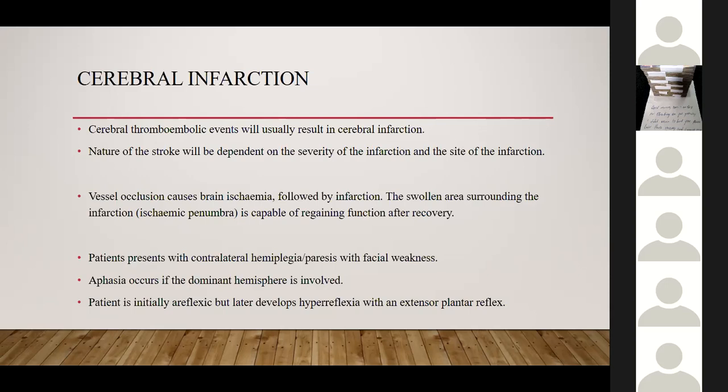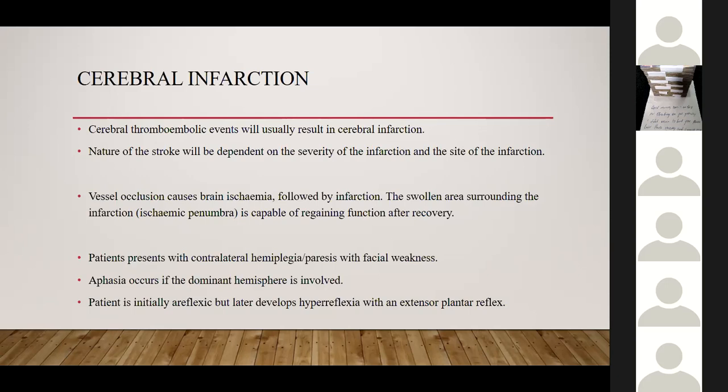Okay. So the patients would usually have what we call contralateral hemiplegia or hemiparesis with facial weakness. What does this mean? It means that if you see the patient and the patient has weakness, whether partial or total, on the left-hand side, it means the stroke is in the right hemisphere of the brain. If the patient has this weakness or paralysis on the right-hand side, then it means that the stroke is on the opposite aspect of the brain. That is what a contralateral hemiplegia or hemiparesis means.